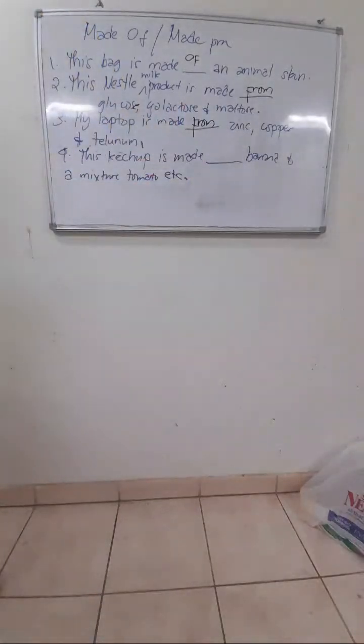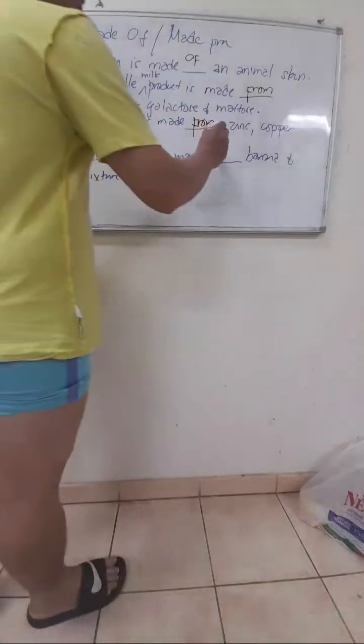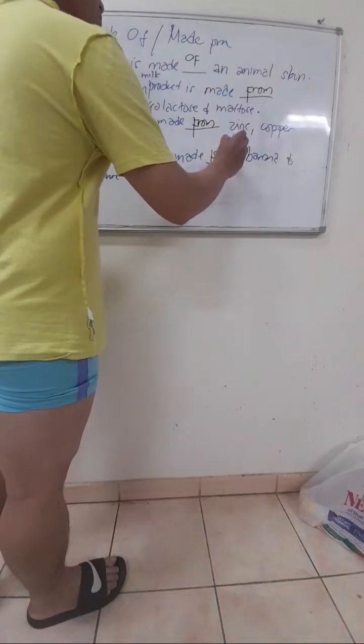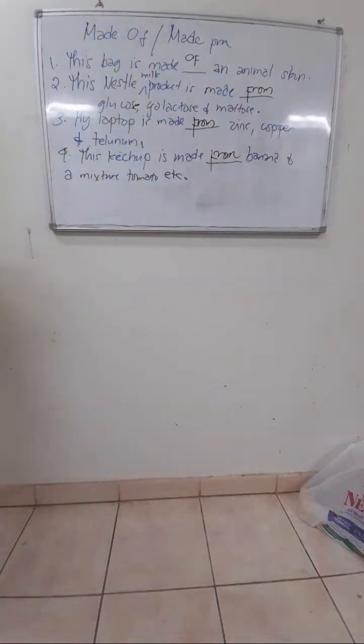Okay. Number 4. This ketchup is made from banana, a mixture of tomato, etc. It looked like not balanced, right? But I will have another example. Okay, never mind. It's so obvious already. Okay, with the point. And that was the difference.